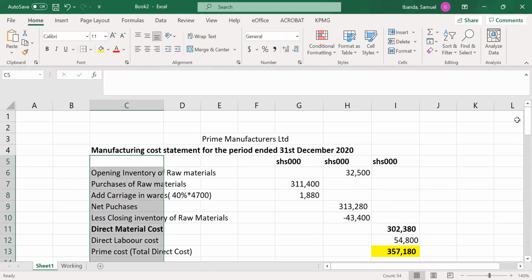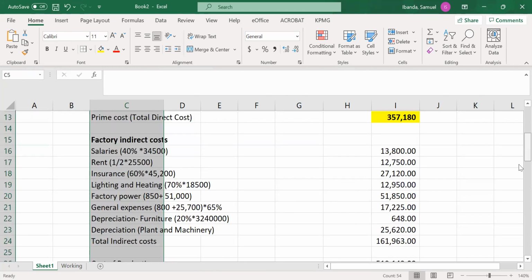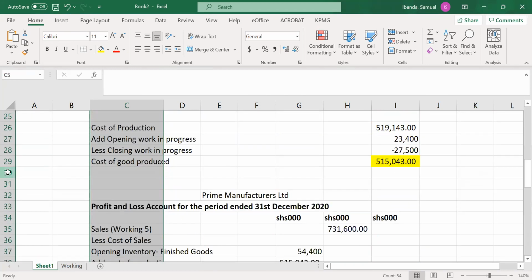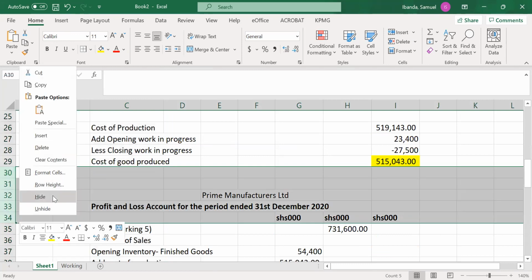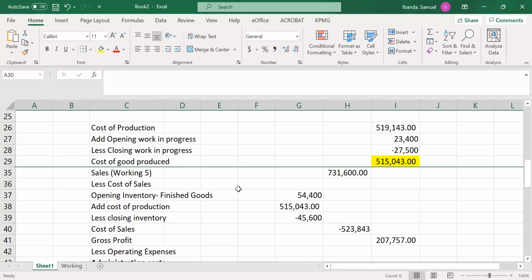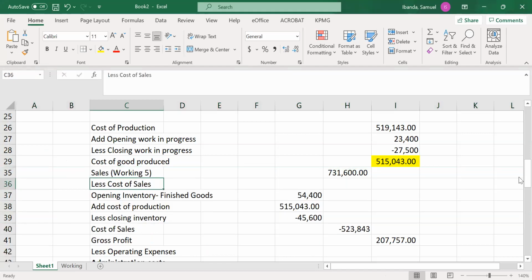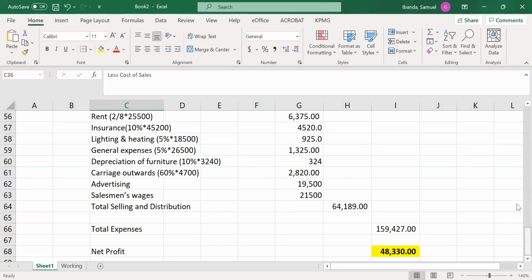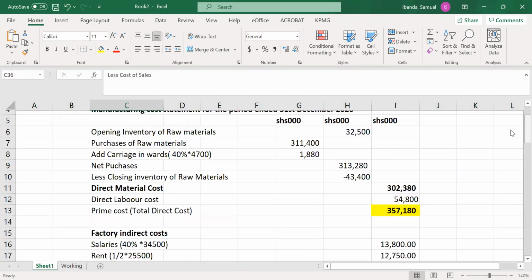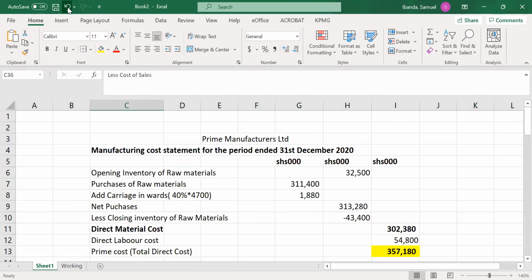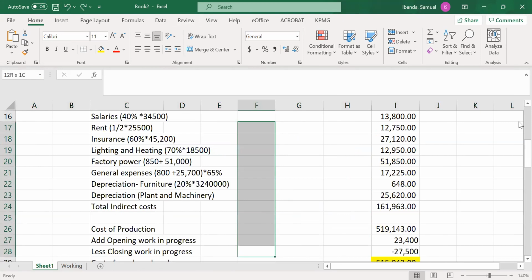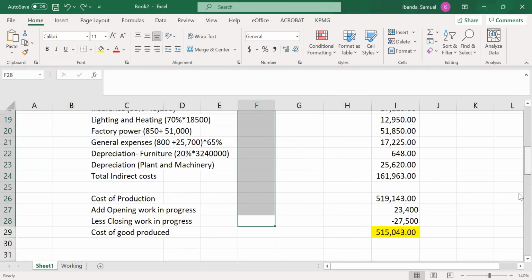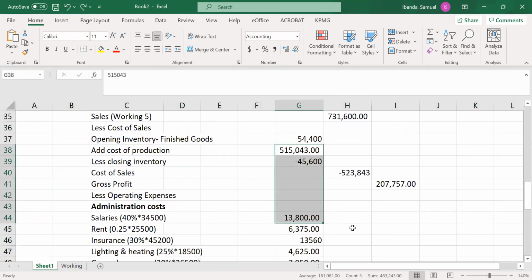So here you will not have this heading. Basically, this heading will be away. After you've gotten cost of goods produced, you just move to your sales and get down to profit. So the statement will look like this. But in this case, they ask them as separate statements, and that's why we have drawn up something up here, and then we have gone ahead to draw up again something down here. So this is what we have.